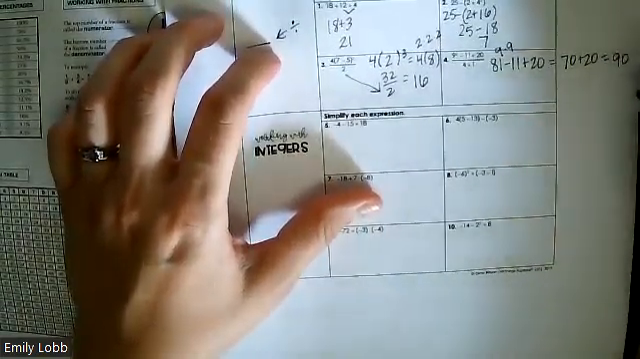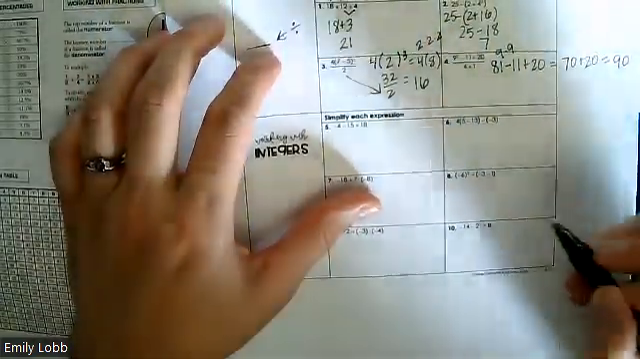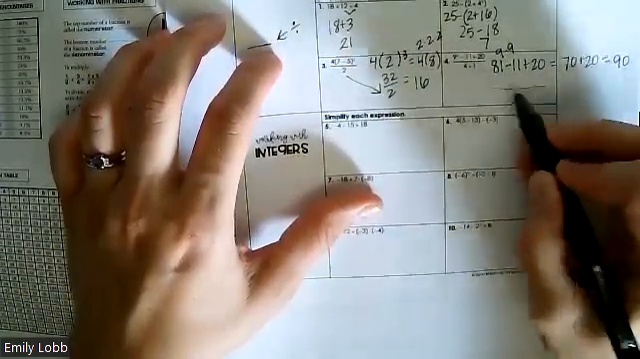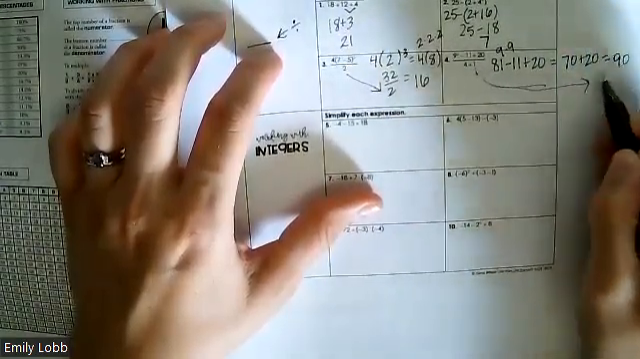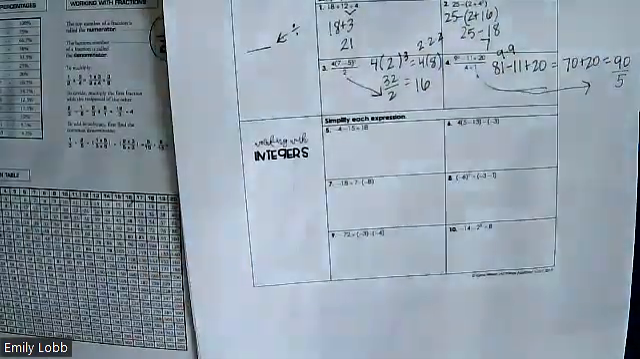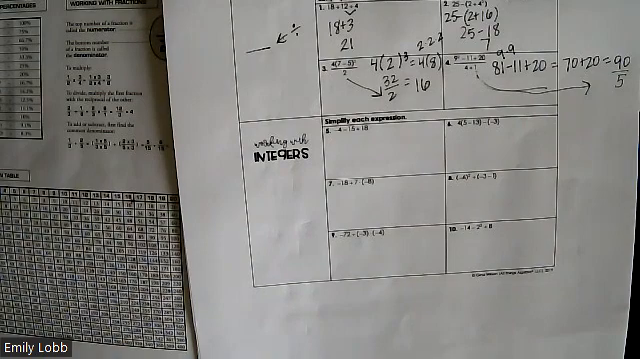90. This is just the top. What's 4 plus 1? 5. So this is the bottom. 90 divided by 5. Yes, you may. 18. Very good.